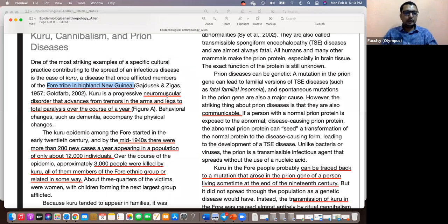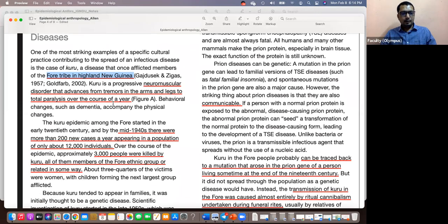In this particular tribe, they started noticing this disease called Kuru, which is a neuromuscular disorder. I was telling you this is a prion disease. An abnormal protein can spread the disease, which affects the nervous system and the muscular system, where people start to have tremors or shivering in the arms and legs, and eventually it progresses to paralysis in one year.